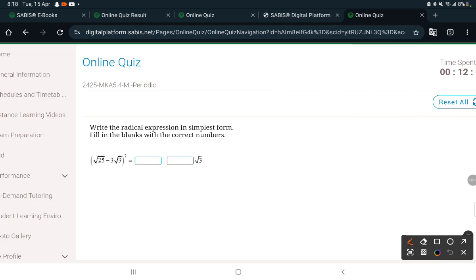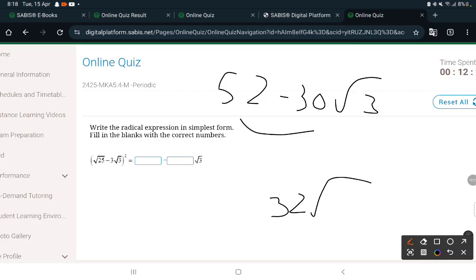This is kind of messed up. But yeah, so 25 plus 27 is 52, and minus 30 radical 3. You just leave it that way. You don't do 52 minus 30 and get 22 radical 3. That's not how it works, because this is like x and this is y. You can't just do that.